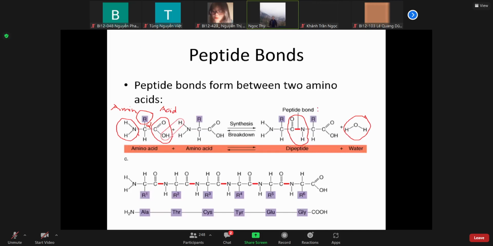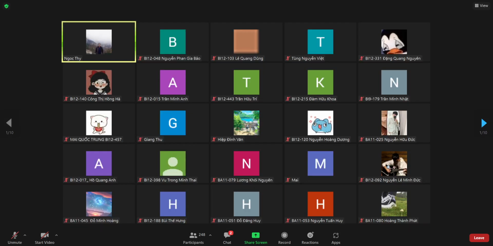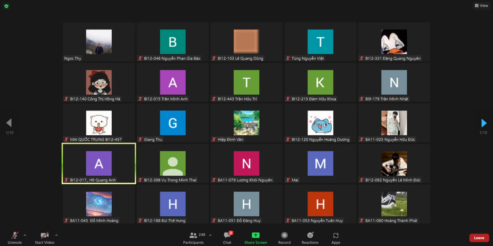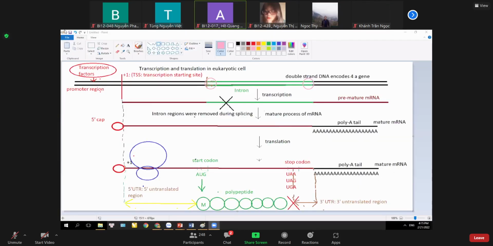And meanwhile, in DNA, we have the 5' and 3' direction. In amino acids, we also have, okay, wait for me, I'll open my paint file. Open a new one.